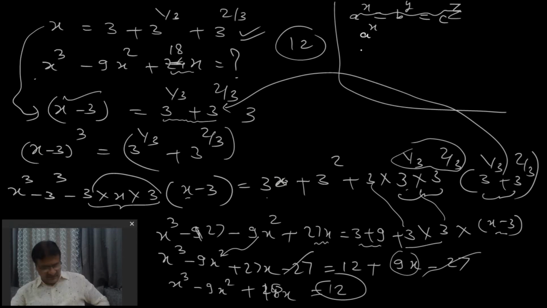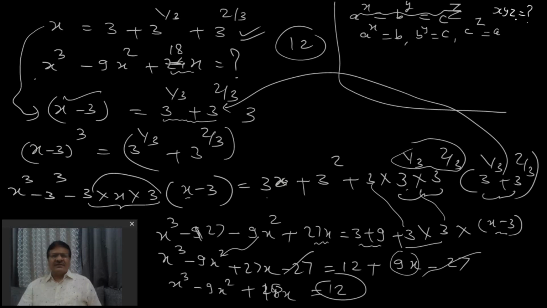A to the power x equals b, b to the power y equals c, and c to the power z equals a. And what is xyz? That is the question. What is the value of xyz? So this is a very simple question. Here only I am going to explain it.